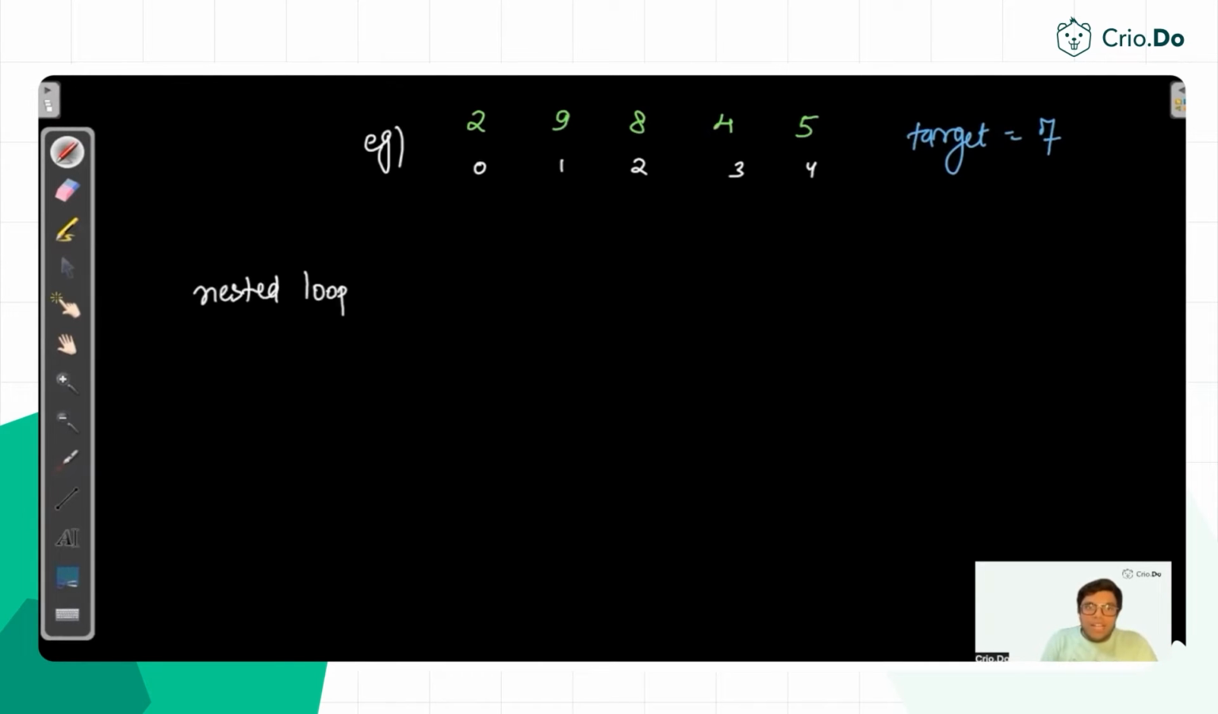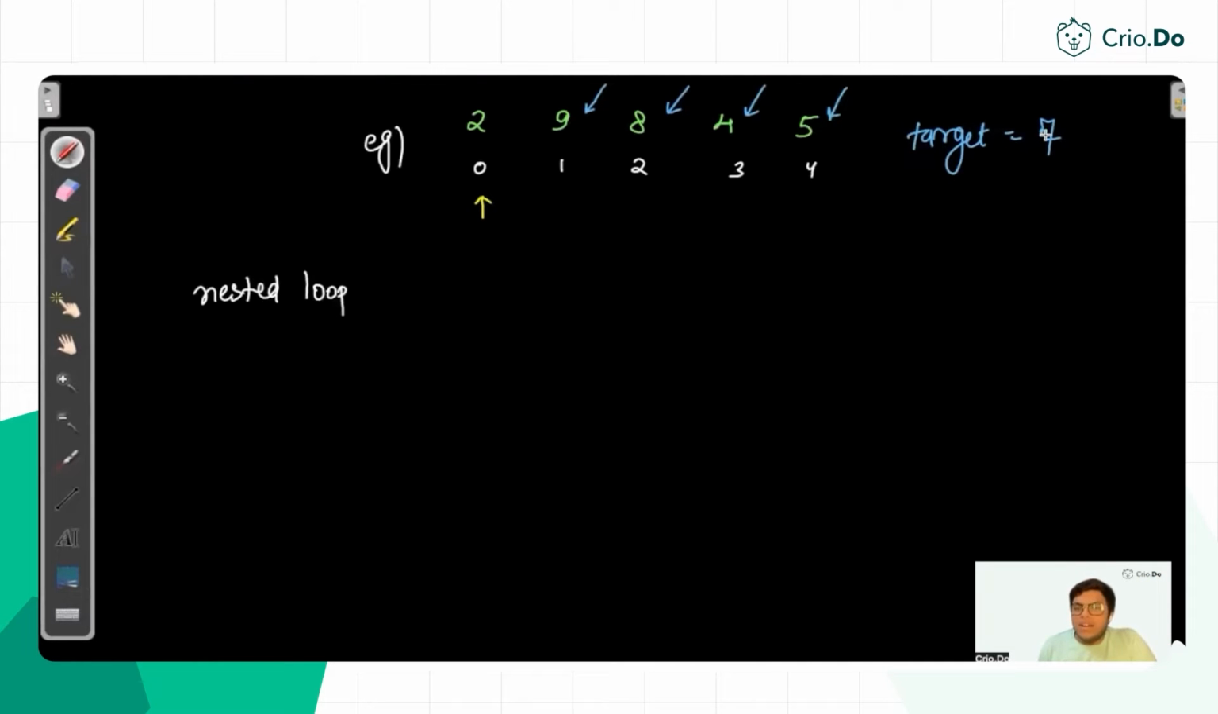Let's say the first element I am picking is 2. Can I pick 9? Is 2 plus 9 equal to 7? No. Can I pick 8? Is 2 plus 8 equal to 7? No. Can I pick 4? Is 2 plus 4 equal to 7? No. Can I pick 5? Is 2 plus 5 equal to 7? Yes. So return 0, 4. That is the pair of indices.